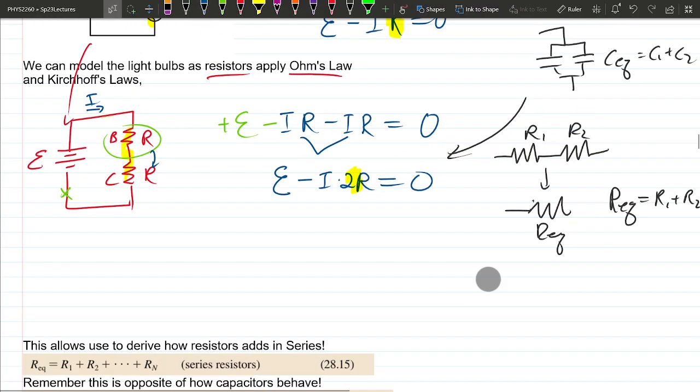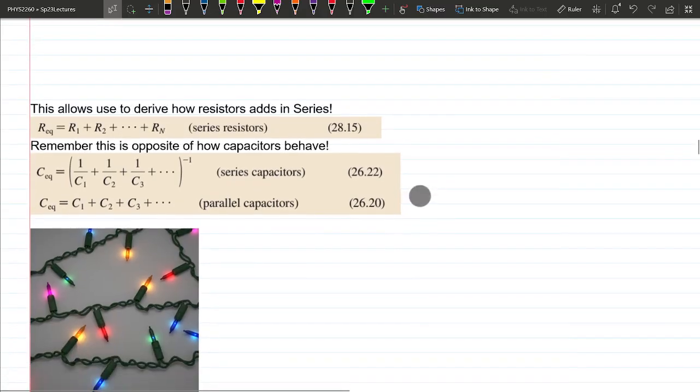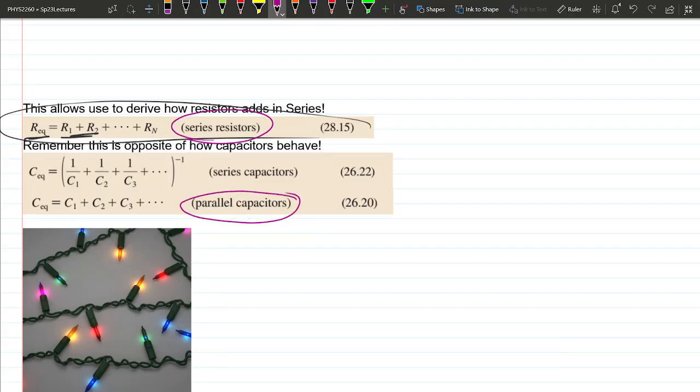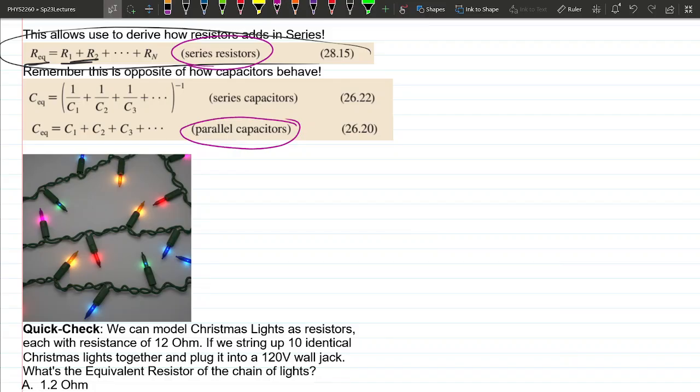So we just derived that the equivalent of resistors in series is the simple sum. I call this the easy version, because it's easier to just add numbers versus taking reciprocals and then reciprocals of the reciprocals. This is different from capacitors: for capacitors, the parallel ones are the easy ones, and for resistors, the series ones are the easy ones. With all four combinations, resistors in series, resistors in parallel, capacitors in series, capacitors in parallel, you just have to memorize one.